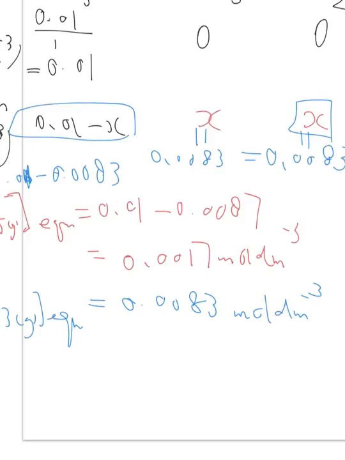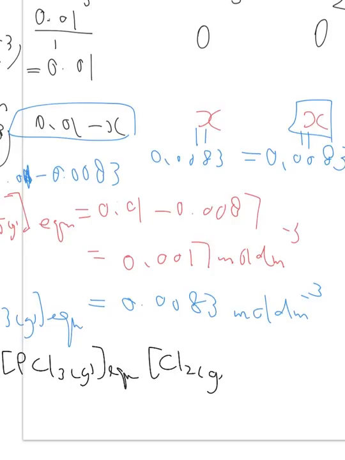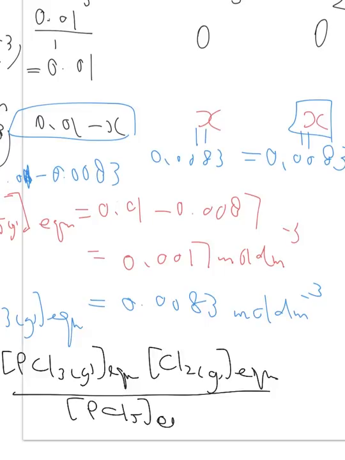How about part B? Part B is to find out the equilibrium constant. And first of all, we try to have the expression for Kc. So it will be the product, that means the PCl3 at equilibrium times chlorine at equilibrium divided by PCl5 at equilibrium. And then you directly substitute the value.